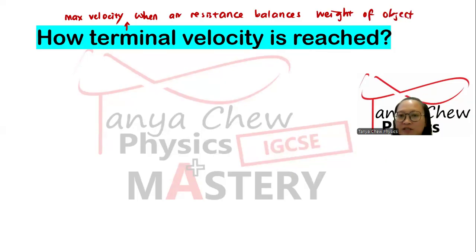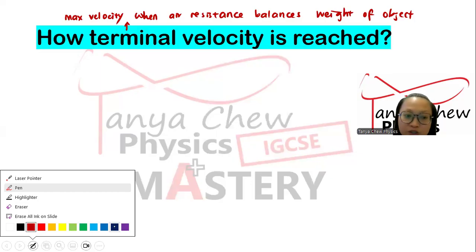So when the terminal velocity is reached, there is no more acceleration because air resistance has already balanced the weight of the object. The resultant force is equal to zero. Acceleration on the object is equal to zero. So the object will fall at terminal velocity, right? Constant speed until it reaches the ground.